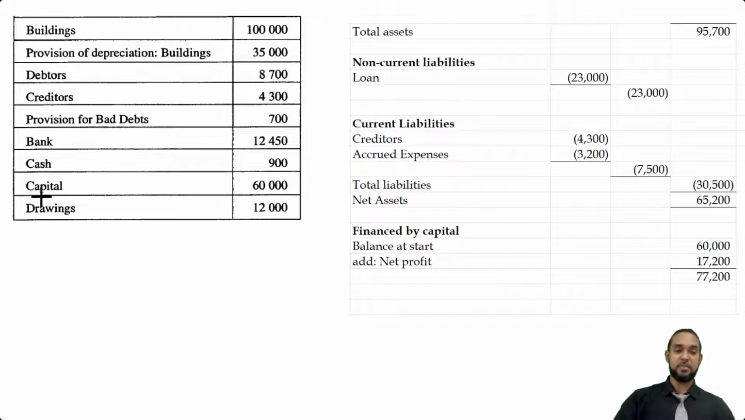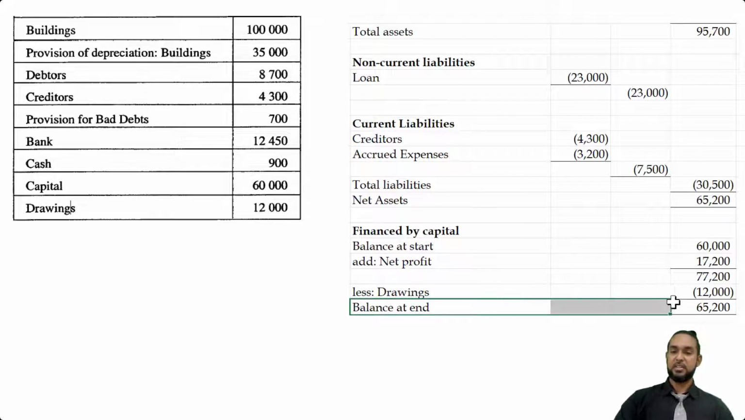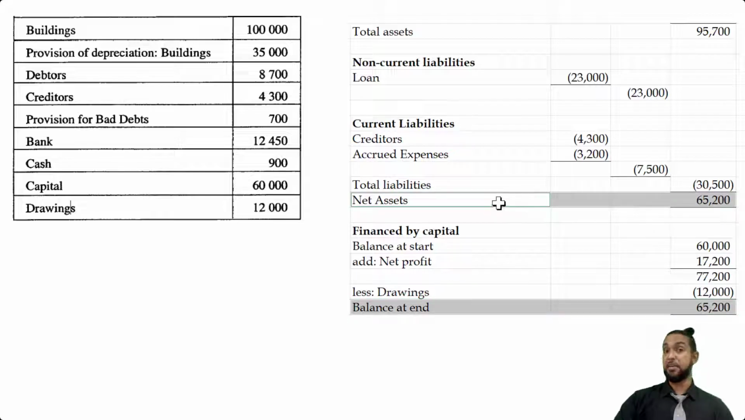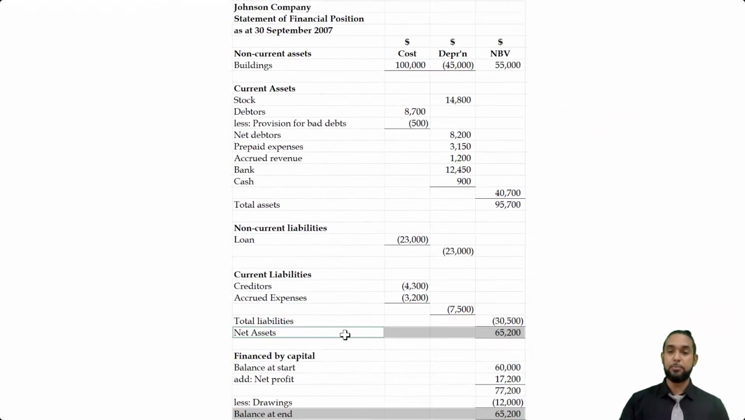And we, of course, have to subtract drawings, because drawings represents the withdrawals of the owner from the business, and hence will decrease capital. And when we subtract that 12,000 from the 77.2, guess what? We get 65,002, which matches with the net assets minus liabilities, which we found a bit earlier, and your balance sheet balances, right? So that's what's supposed to happen.